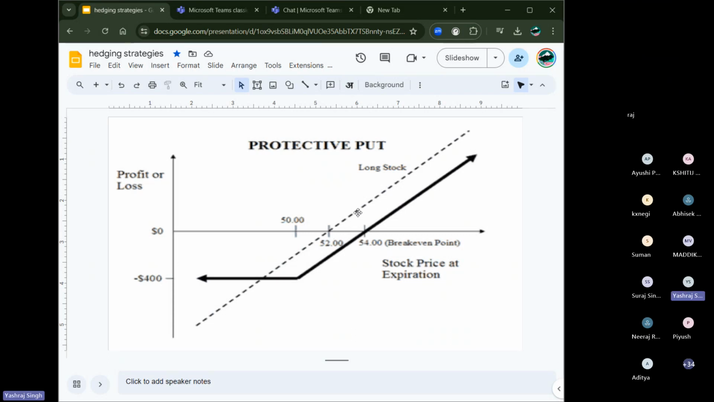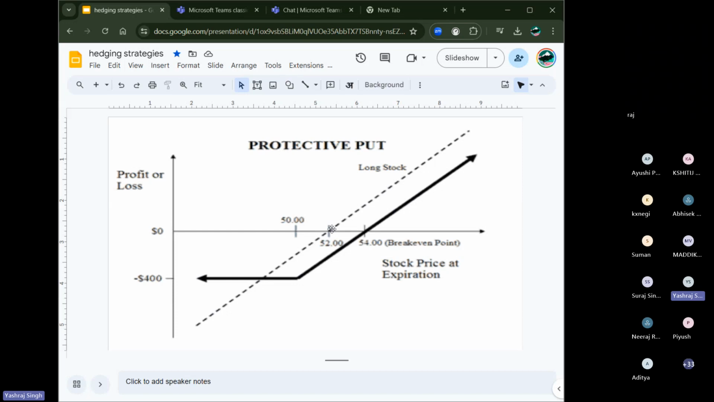So this dashed line is showing that you bought a stock at 52 rupees, right? If it goes to 40 rupees, you will incur a huge amount of losses. If it goes to 80 rupees, you'll be getting a good amount of money. But how will you be hedging this? What you have done is, if it goes below a certain stock price, let's say below 50, you'll stop losing any money. This is where the protective put is useful, right?